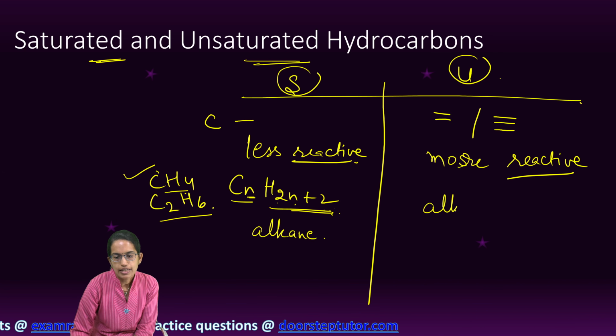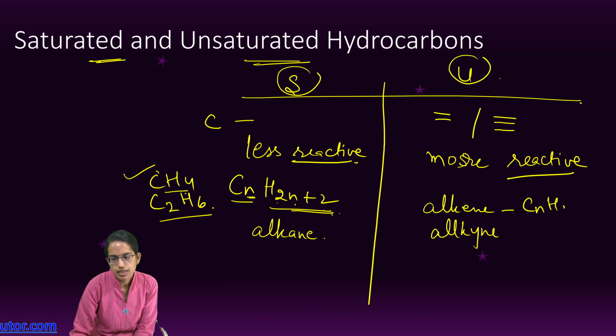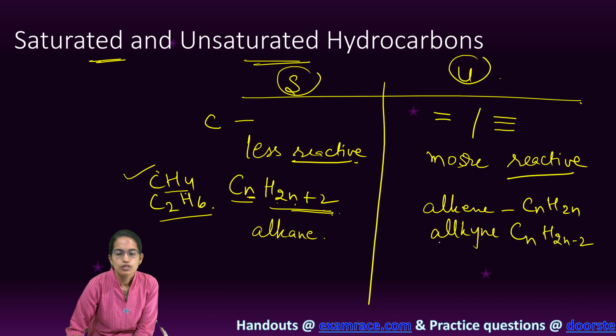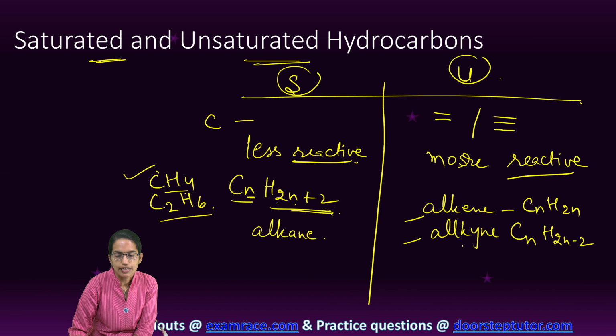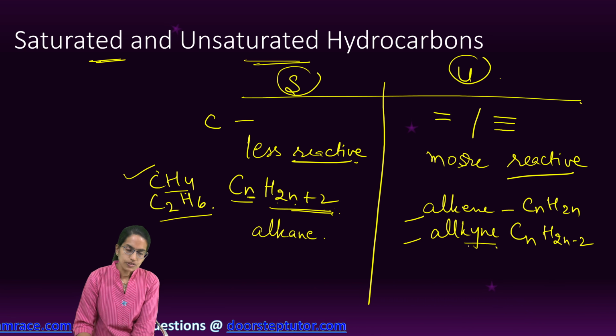Now for alkene or alkyne, what would be the formula? For alkene, we know it is CnH2n, and for alkyne it is CnH2n-2. So that's alkane, alkyne and alkene. That's another important thing that we need to understand.